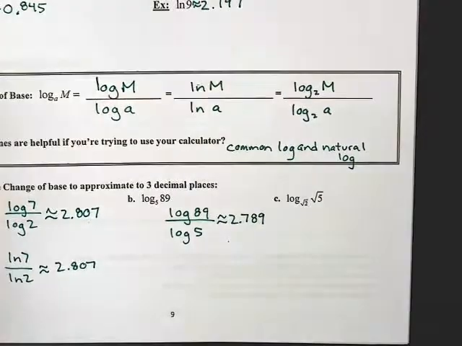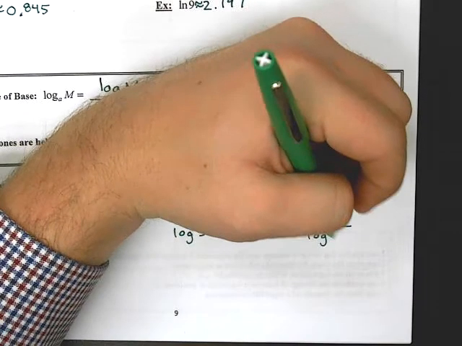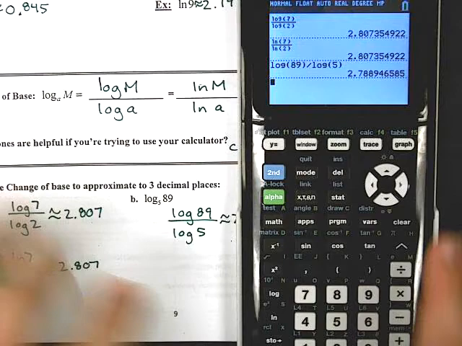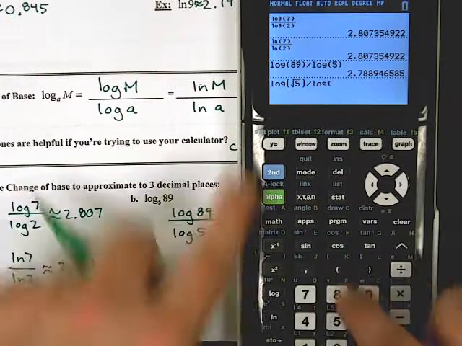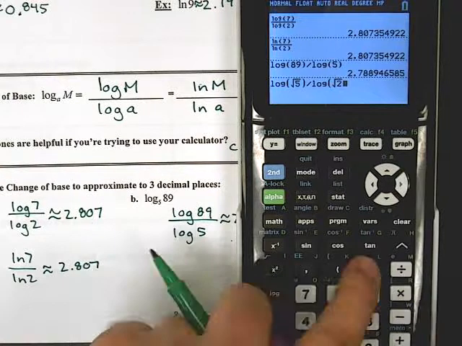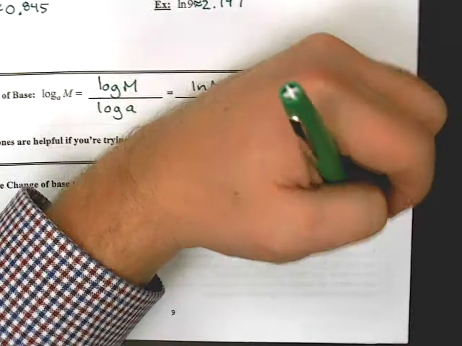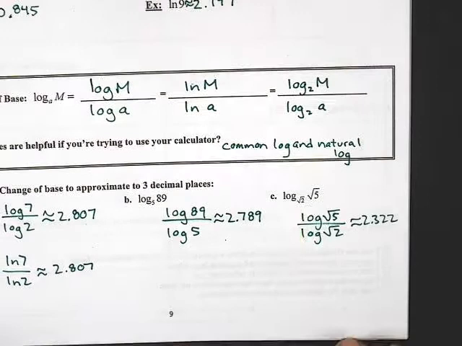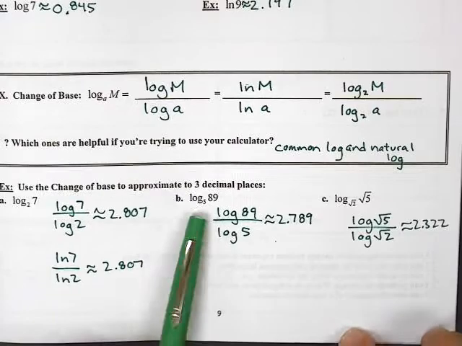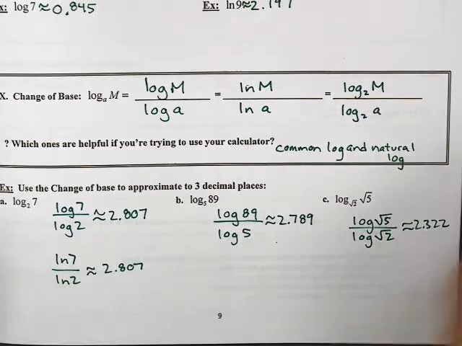And then our last one over here, log of root 5 over log of root 2. And let's see what we get. Log square root 5 divided by log square root 2. 2.322. All right. So again, that is how you would use the calculator to figure out these three logarithms. You'd have to use the change of base property. We'll get into a little bit more about why that works, and you'll start to see it in action as we move forward.